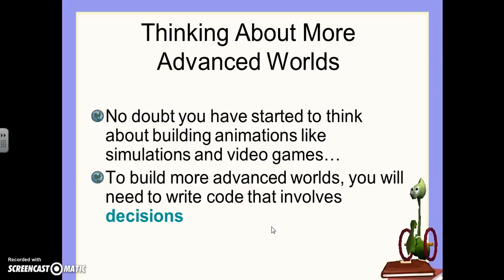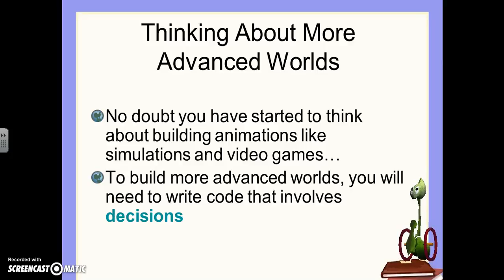All right, let's start thinking about some more advanced worlds. As we move into Chapter 6 here, we are going to start getting into some more complex code and some more difficult scenarios that need to have code and programming done for. So if we take a look, there's no doubt that you have started to think about building animations like simulations and video games. Chances are that's why most of you decided to take this course to begin with.